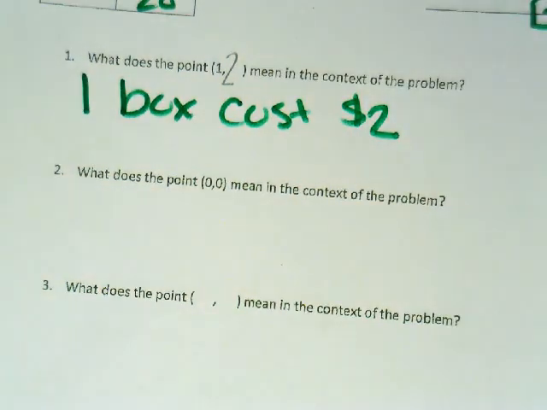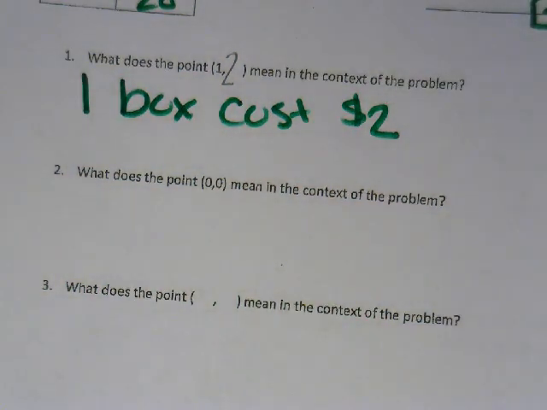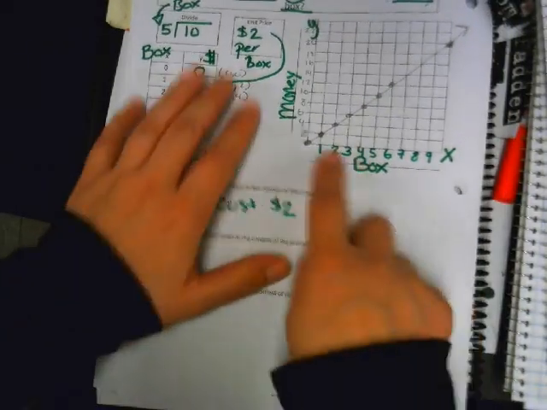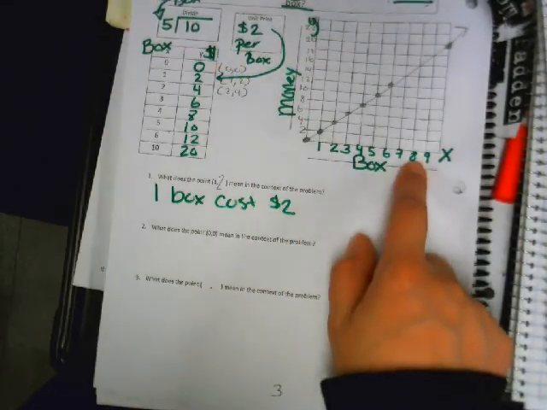Do you want to know the most common question asked on the state test? That. They want you to explain a point on a graph. So they might give you this point, or they might give you a random point like 5, 10. What does 5, 10 mean? Oh, 5 boxes is $10. So you have to, by the end of 3 weeks, learn how to read this. And you will, because it's pretty easy.